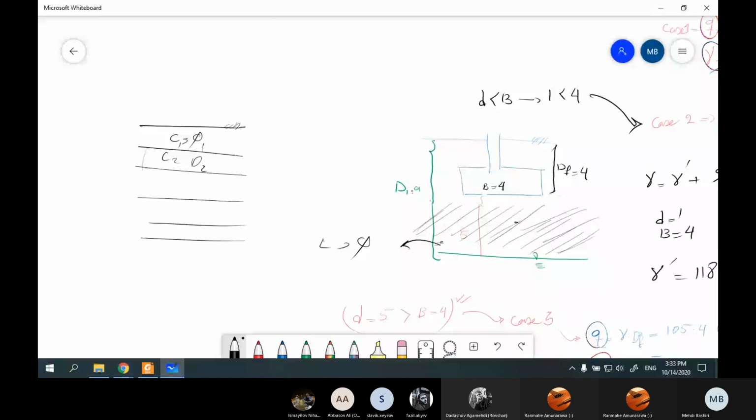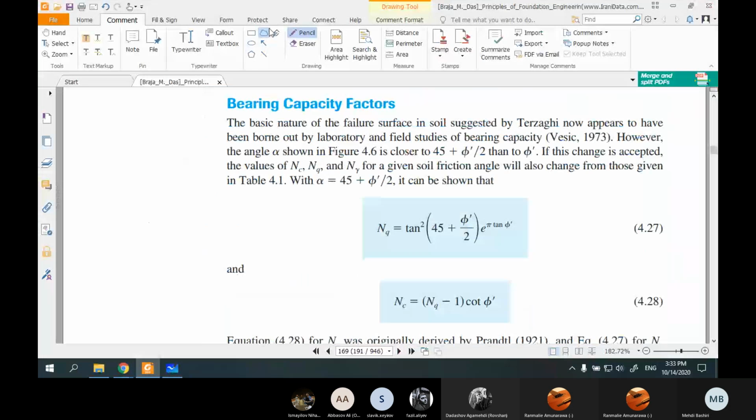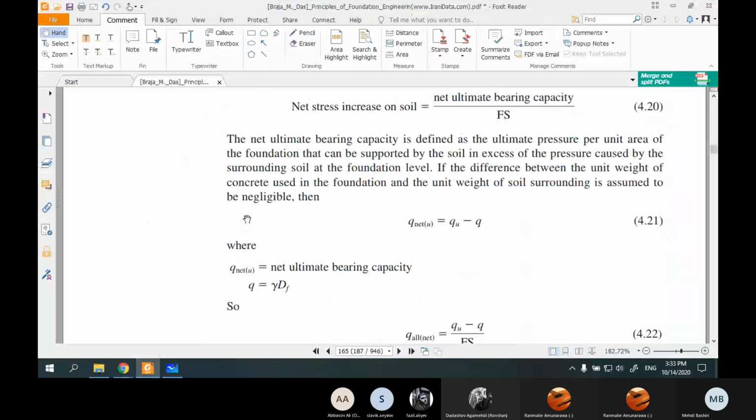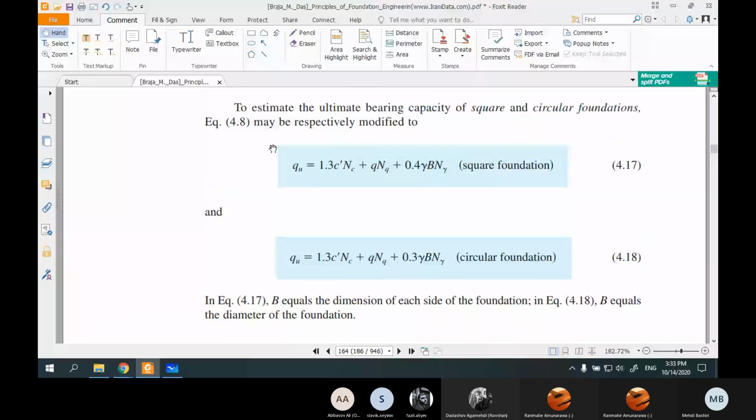Let's go for the next part. If you remember, I told you that the first theory is Terzaghi. I explained Terzaghi and we talked about it. This is the first theory, and after it many researchers improved it by suggesting different factors. For example, we use different equations for different shapes of foundations: for square foundation we use 0.4, for circular foundation we use 0.3.